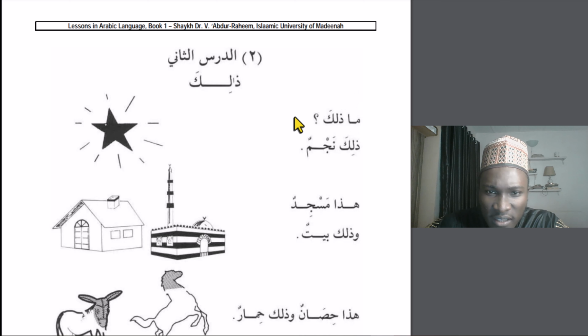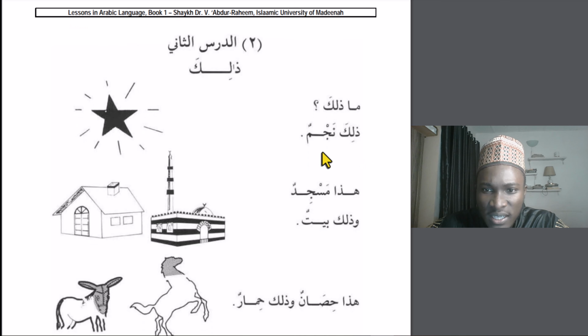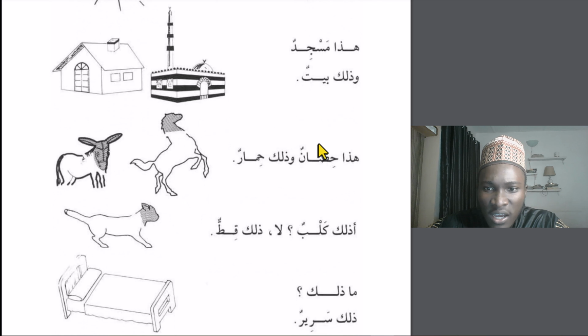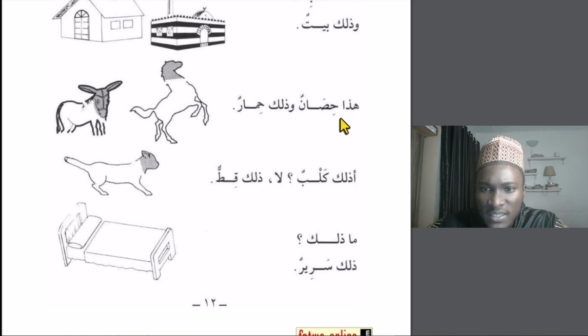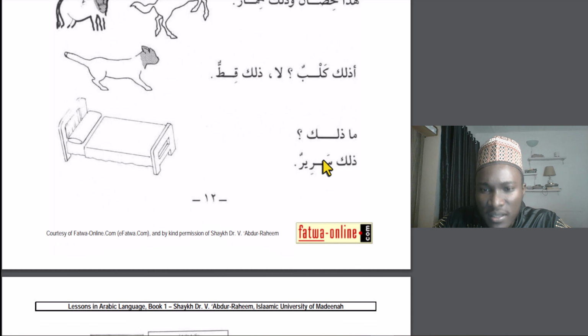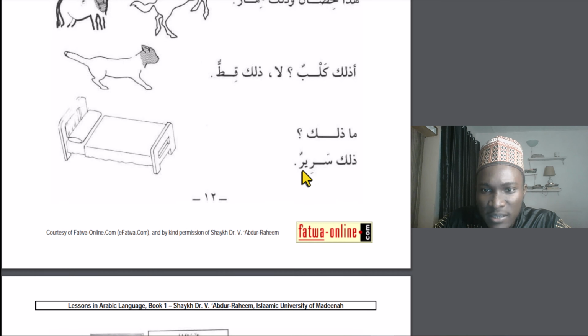ما ذلك؟ What is that? ذلك نجم. That is a star. هذا مسجد. This is a masjid. وذلك بيت. And that is a house. هذا حصان. This is a horse. وذلك حمار. And that is a donkey. أذلك كلب؟ Is that a dog? لا. No. ذلك قط. That is a cat. ما ذلك؟ What is that? ذلك سرير. That is a bed.